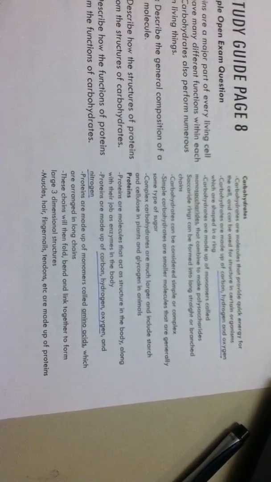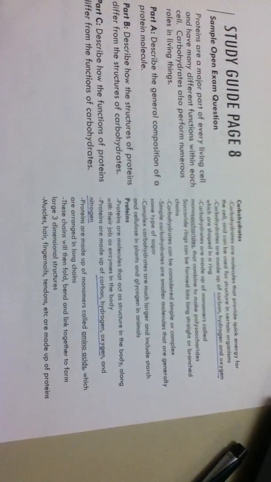Proteins are molecules that act as structure in the body along with their job as an enzyme. Proteins are made up of carbon, hydrogen, oxygen, and nitrogen. Proteins are made up of monomers called amino acids, which are arranged in long chains. A chain of amino acids makes a protein. Muscle, hair, fingernails, tendons, etc. are made up of proteins.